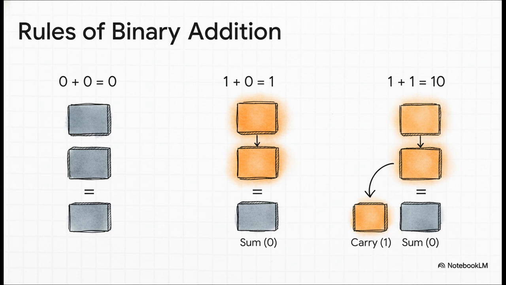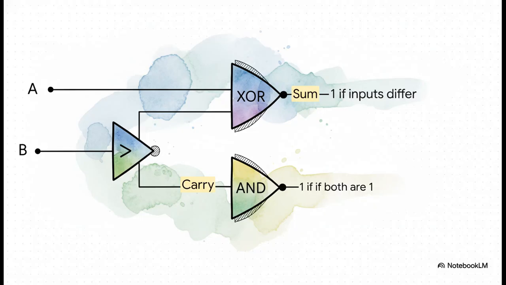Just like when you carry the 1 in regular addition. Okay, now let's think back to our logic gates. For that sum output, we need a gate that gives us a 1 only when the inputs are different. Does that ring a bell? That's an XOR gate. That's exactly its job. And for the carry output, we need a 1 only when both inputs are 1. Hey, that's our AND gate.